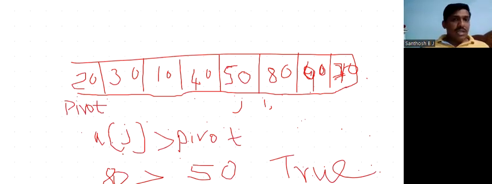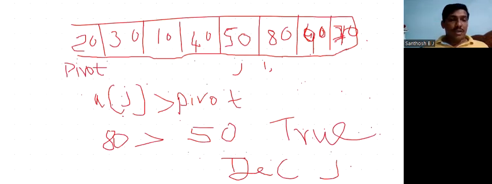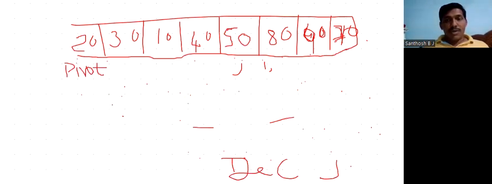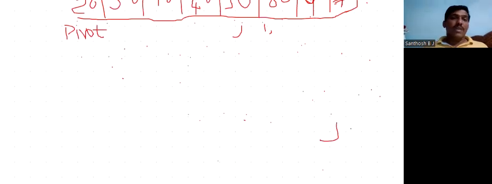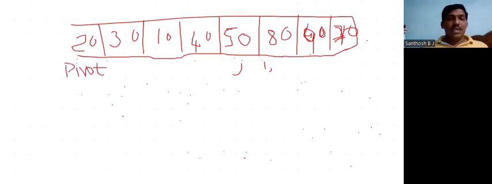So see here: 20, 30, 10, 40, and 50. Give me a minute, I will write it. Now compare the left subpart and right subpart of the array. I will write the table once again.